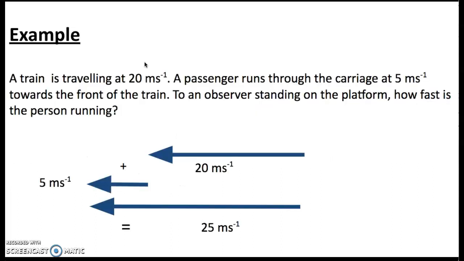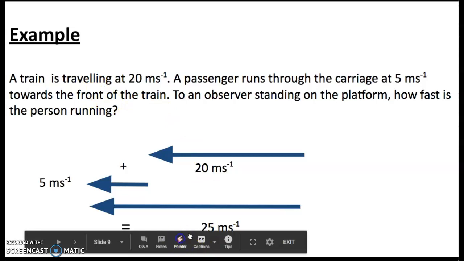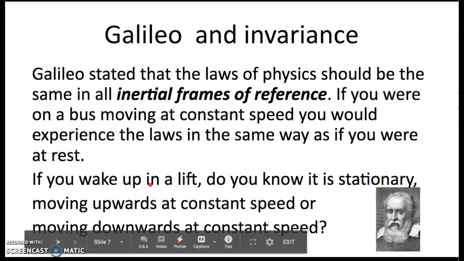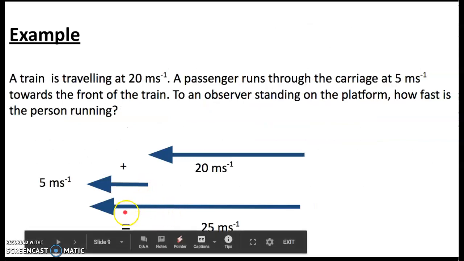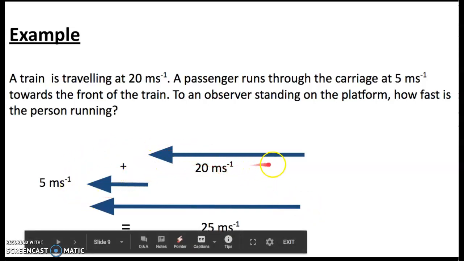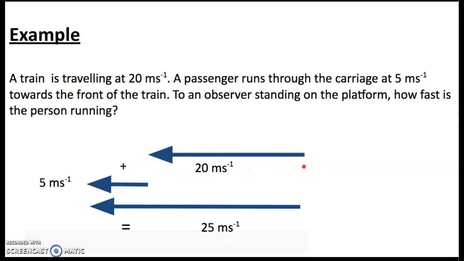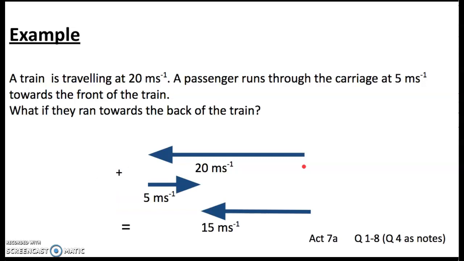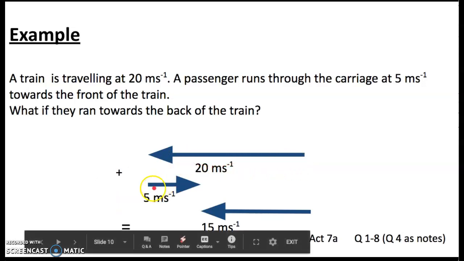So for the first part there, you've got the speed of the train there, 20 meters per second. That's the speed of the runner, and you add that head to tail, just like we've done before, and then you end up with 25 meters per second as the overall velocity, because the 5 meters per second is in a frame of reference which is also traveling at 20 meters per second. If the runner was running towards the back of the train, you'd have 20 meters per second, but this time 5 meters per second against that. So again, add those head to tail, you end up with 15 meters per second.